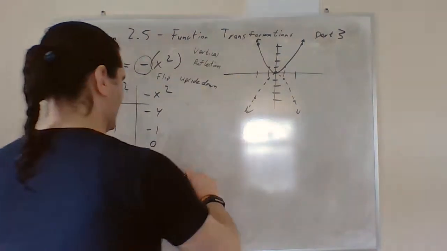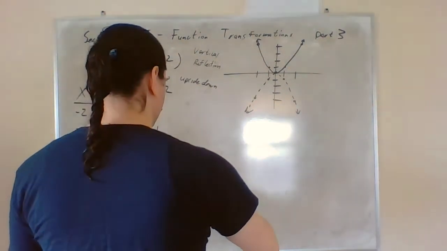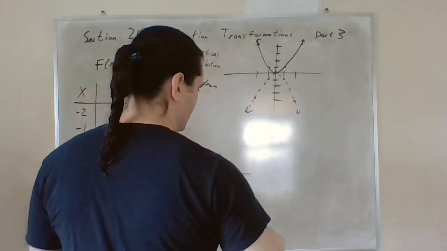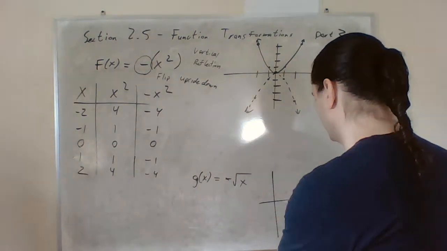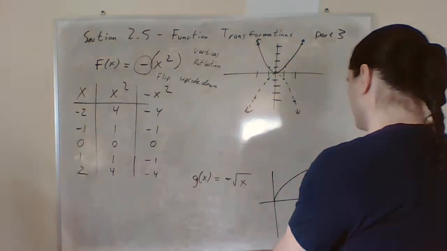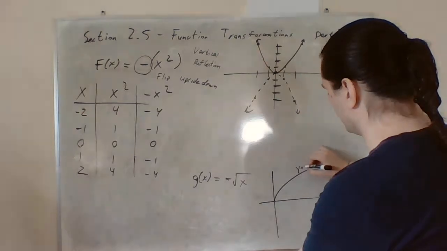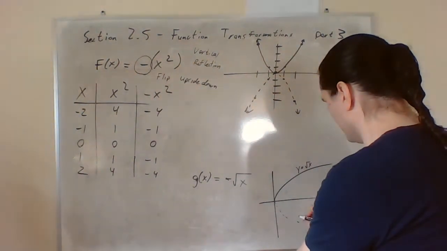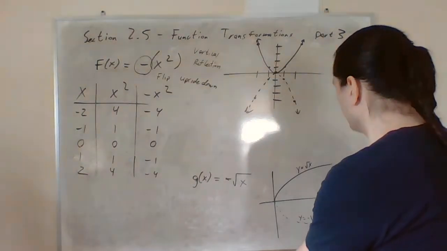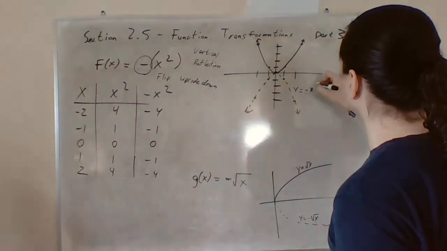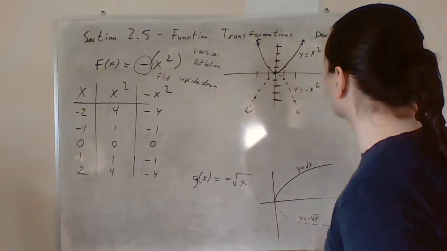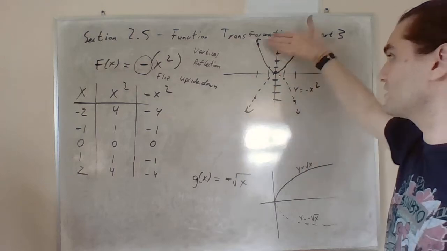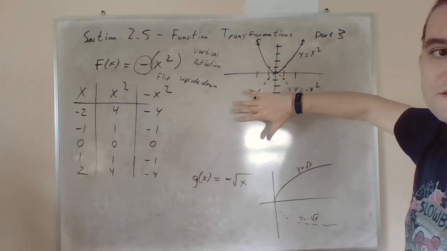Hopefully we can also imagine pretty easily what happens if we do g of x equals negative square root x. Your standard square root function is over here, y equals square root x. Negative square root x would be down here. So this is the vertical reflection. Just take something and flip it over the x-axis.